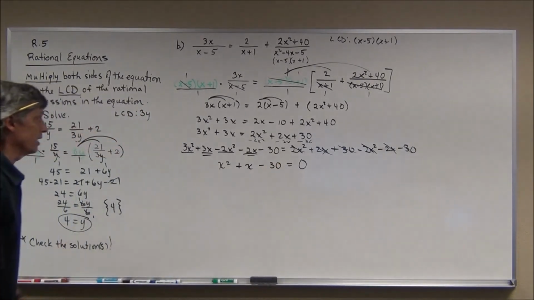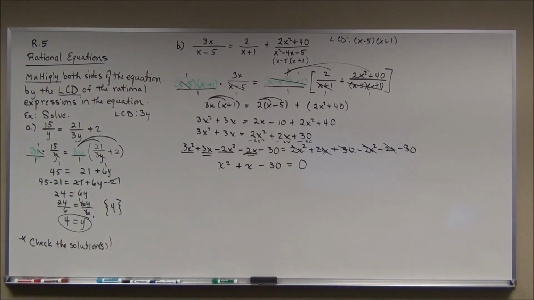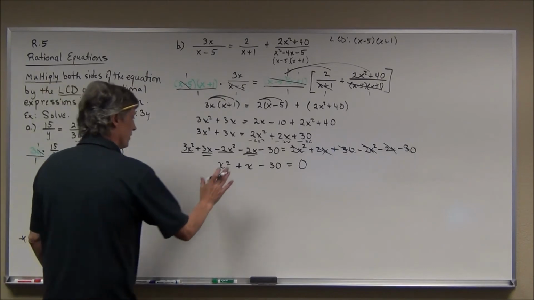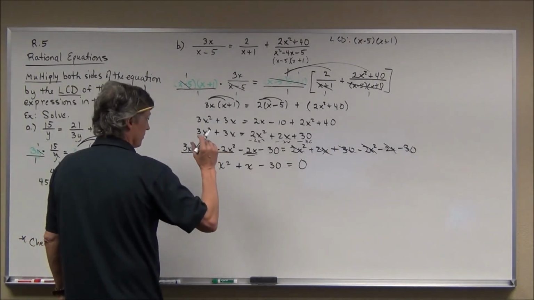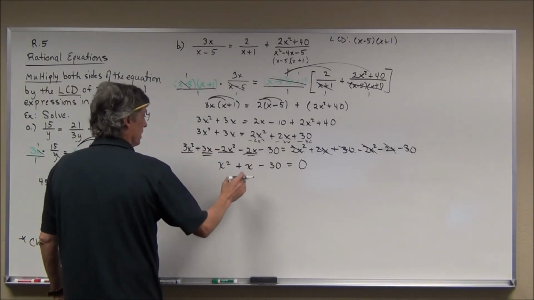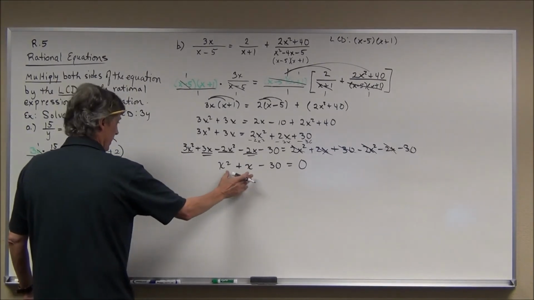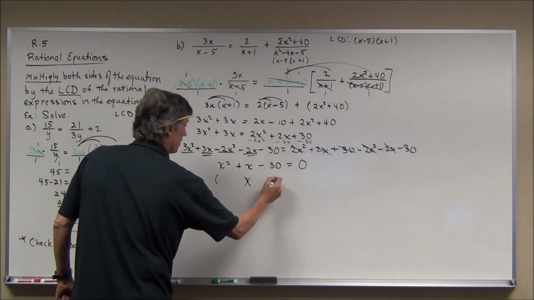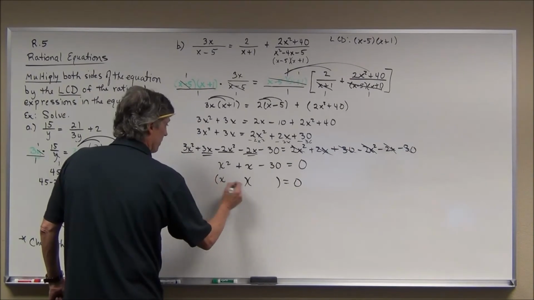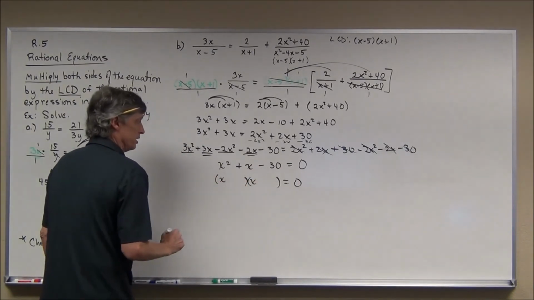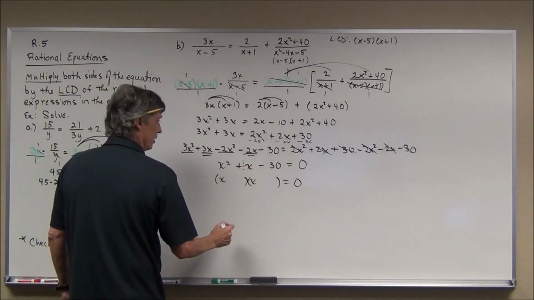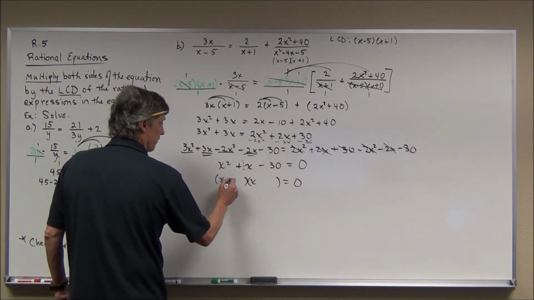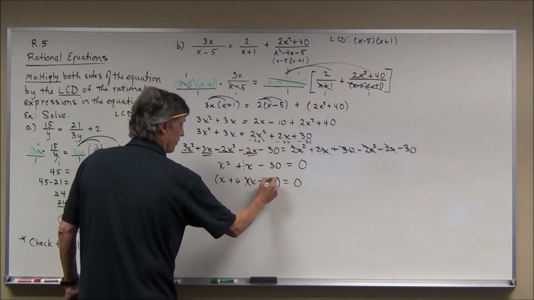And if I'm lucky, I'll get something that will solve easily, and that will factor. If you're not sure how to factor it, that's something you'd want to go back and practice. You could use the quadratic formula, but factoring is a little more efficient. I can see it factors. This is going to be an x and an x, 2 numbers whose product is negative 30, whose sum is positive 1. That would be a positive 6 and a negative 5, so a plus 6 and a minus 5.